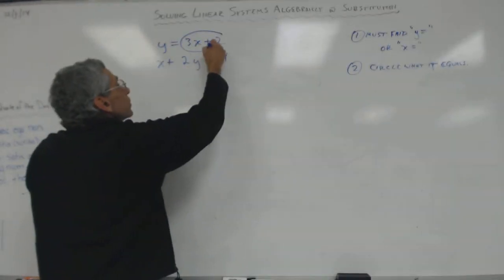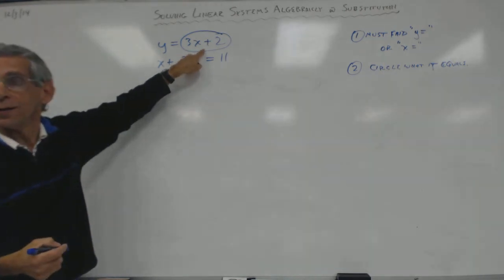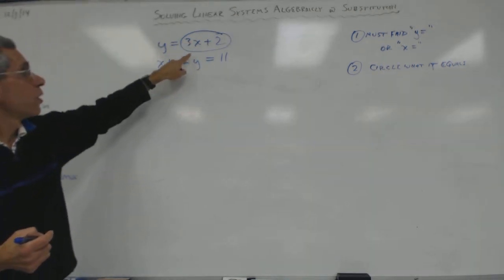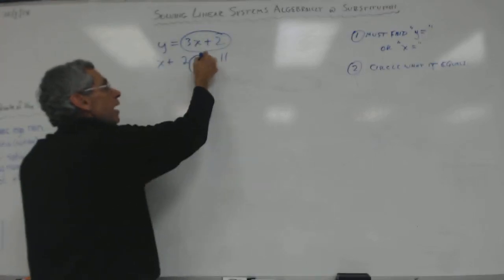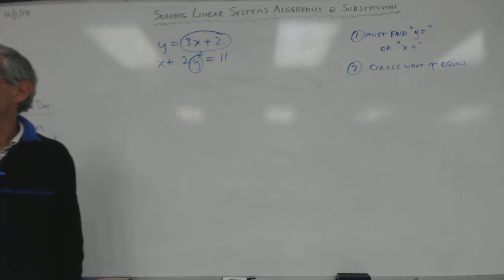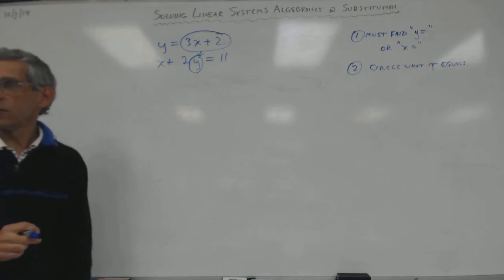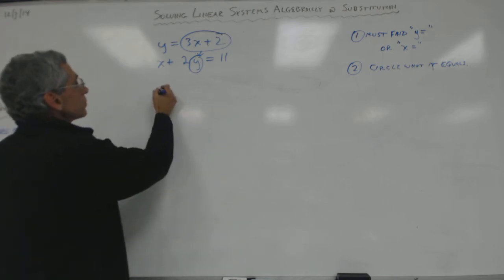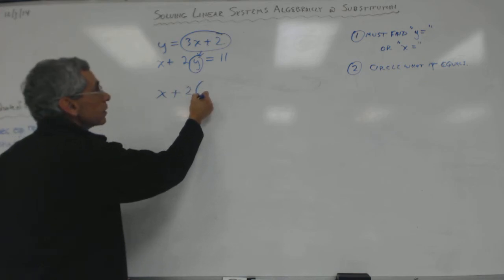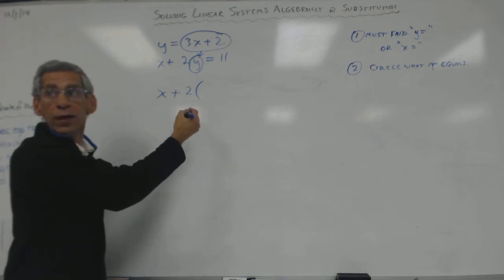I'm going to circle this. Now, what does this equal again? 3x plus 2. It equals y. Therefore, let's replace this y with that. By circling those two things and putting a little arrow, it's almost impossible to do this wrong. x plus 2 times parentheses, 3x plus 2. The parentheses are important now.